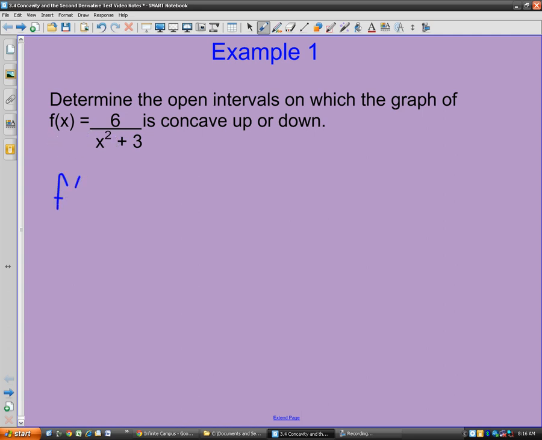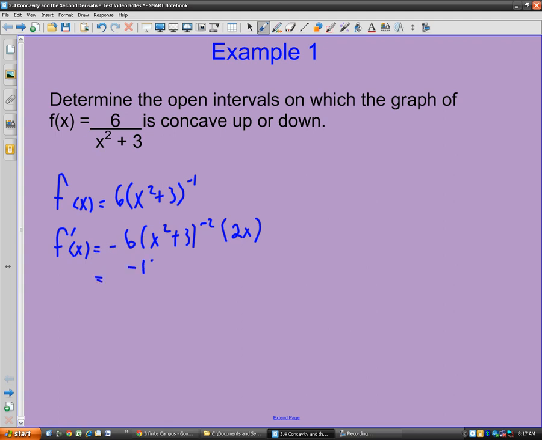So we've got to just start by doing the derivative. We'll start with f prime, and this is kind of like a quotient rule. Actually, I'm going to treat it like a chain rule, and it's going to be 6 times x squared plus 3 to the negative 1 to start with. We'll just do it as a chain rule, and so that's what our function is rewritten. If I do the derivative of this chain rule, I get negative 6 times x squared plus 3 to the negative 2, and then the derivative of the inside is just 2x. So the first derivative gives me negative 12x divided by x squared plus 3 squared.